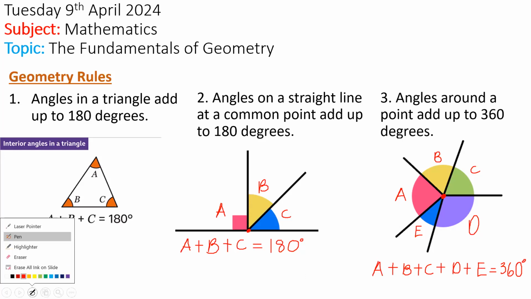So what does that mean? That means that angle A plus angle B plus angle C plus angle D plus angle E are all going to add up to 360 because they are all around that point. As you can see, it forms a complete turn, a full revolution, and that adds up to 360 degrees. All right.